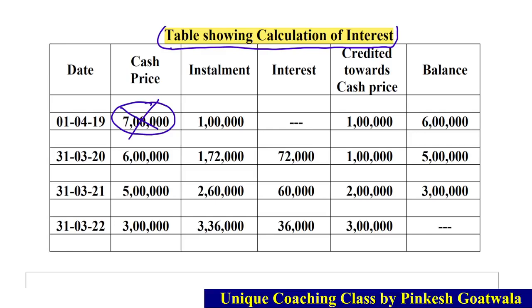Because from this cash price we will deduct the installment and then we will get this 1 lakh, and then the next step will be completed. So without this cash price, how to complete this table?